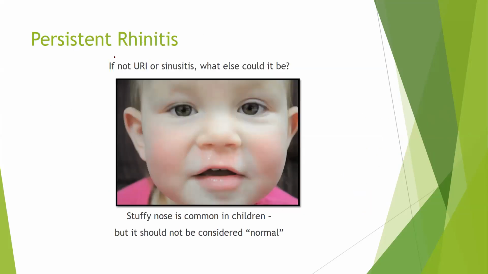So persistent rhinitis, if it's not a URI or sinusitis, what else could it be? Well, it just depends. If the history is that it's acute and it's green and foul smelling and it just came on, then we've got to be a little bit more concerned for maybe a foreign body. If it's not, and it's been chronic, then we can definitely consider allergies as a cause. So if it's unilateral and smelly, we do not want to consider that normal.